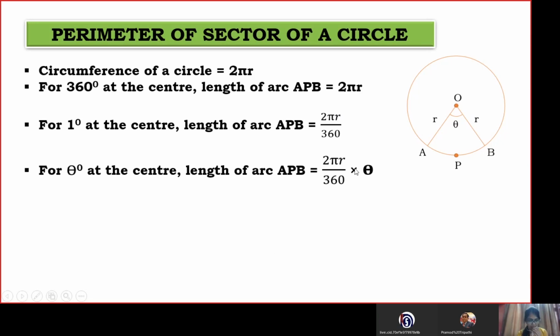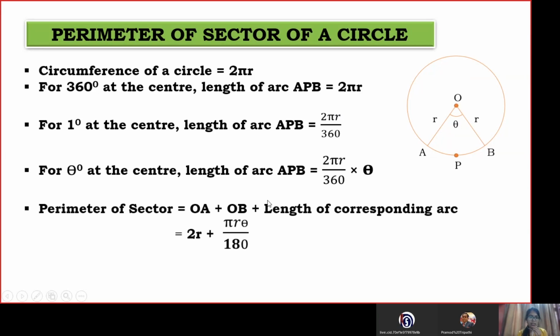Okay. So this way, if you try and calculate the perimeter of this sector, it will be the radius OA plus OB plus the length of the corresponding arc, that is APB. OA plus OB is R plus R, 2R, and the corresponding arc is pi r theta divided by 180. I hope this is clear. So the formula for calculating the perimeter of a sector is 2R plus pi r theta upon 180 degrees.